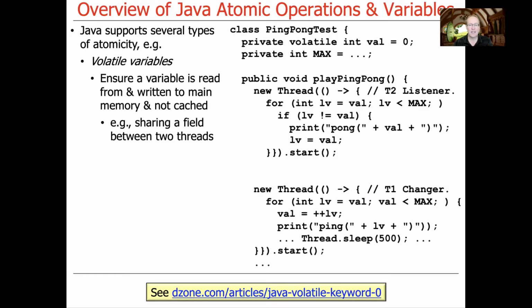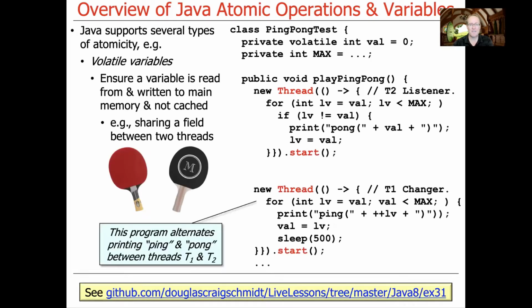And here's a good example of where you need to use these mechanisms. And this is just ridiculously subtle. This is an example called ping pong test, kind of like we talked about the ping pong wrong stuff. What this program does, because it's correctly written, is it alternates printing ping and pong between threads T1 and T2. If you want to try this yourself, you can go to the folder I show here, my EX31 folder in my GitHub repository, and you'll see how this code works.